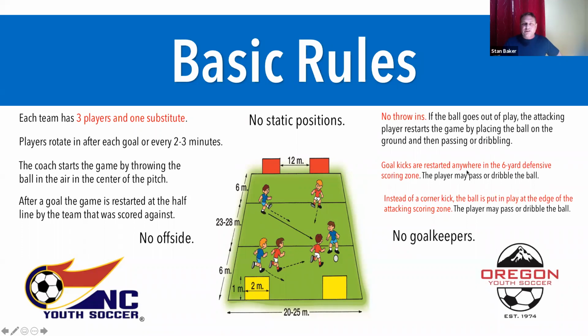Goal kicks are restarted anywhere in the 6-yard defensive scoring zone. So say the blue, see the red team's going this way, up toward the red goals. And this part right here is their defensive scoring zone. They would begin the play from there by dribbling or passing the ball.